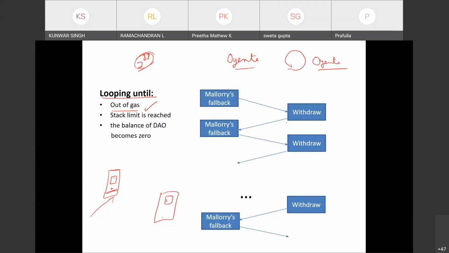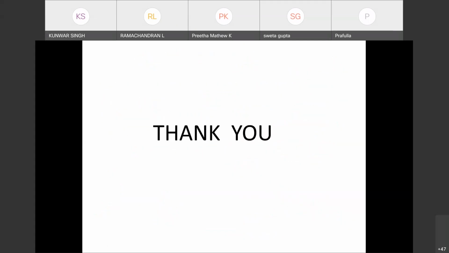Anything else? Anyone else? Any queries? Okay. If there are no queries, then we'll move on. From my side, this is the basics we have covered. So now we have time.